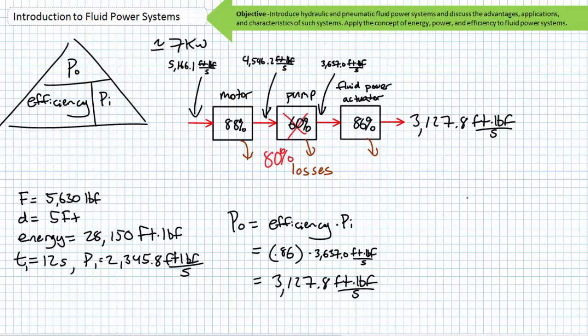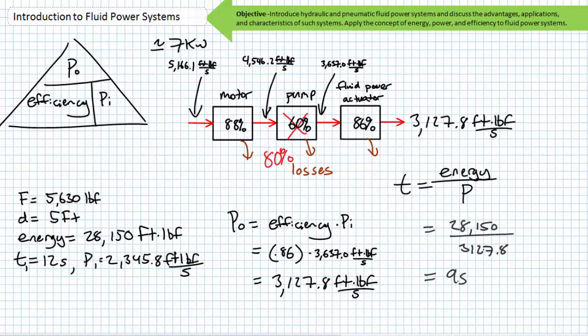Given that the original task took 28,150 foot-pounds force of energy, and the fact that time is energy over power, it can be shown that this repaired system takes only 9 seconds to accomplish the same task. It makes sense. A cascaded system with a more efficient stage yielded quicker results given the same input conditions.